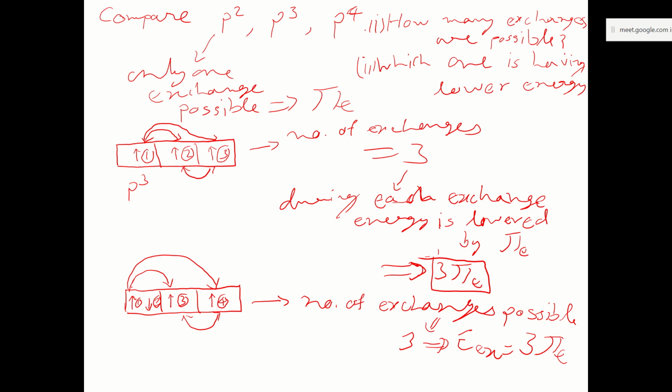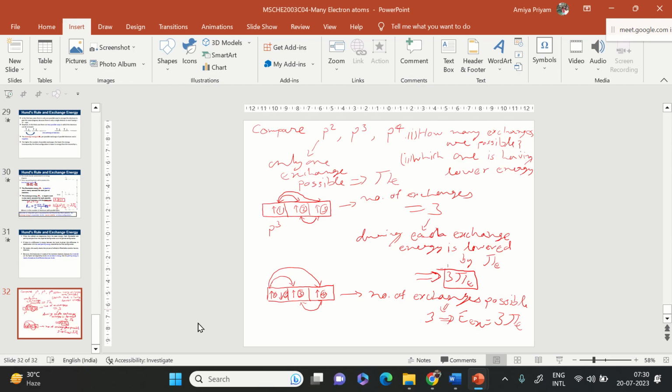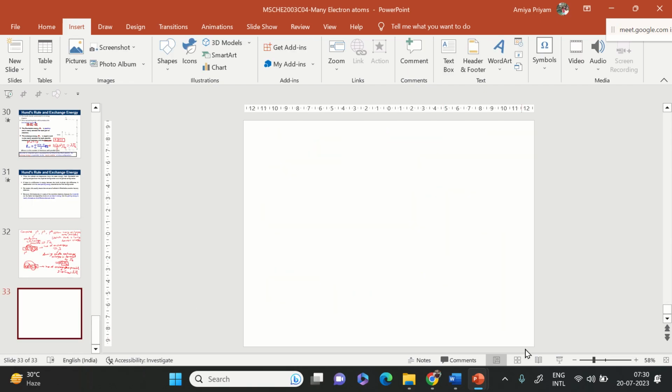Energy of P2 और P3 को compare कीजिए. ध्यान दीजिए, compare. So now what we have here, follow up the thing. ध्यान दीजिएगा. So we compare P2 versus P3. Exchange energy here is equal to pi e, and in this particular case the exchange energy is 3 times pi e.